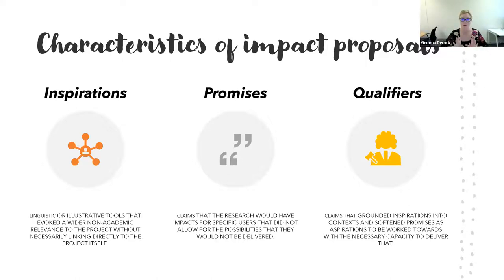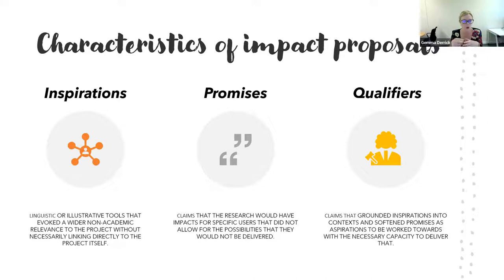The second one was the promise. The promise was the claim that the research would have an impact for specific users, but it was absent of any particular plan on how to get there. They don't know how to do it. They don't know how to save all the children in the world, but they're going to save all the children in the world. And the third one that we saw was qualifiers.